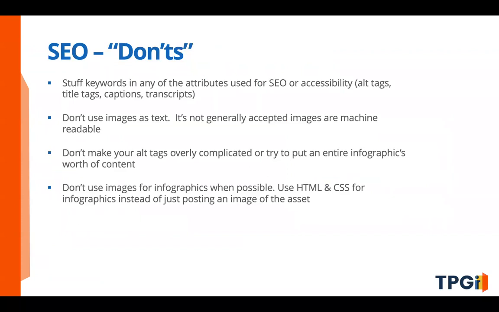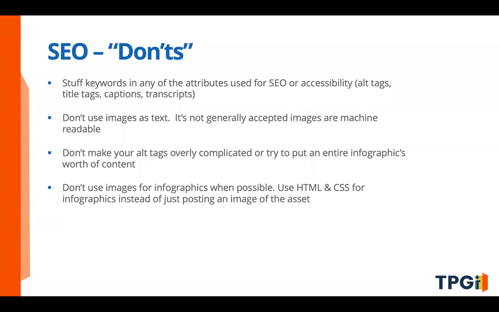Now, some SEO don'ts. Don't stuff keywords in any of the attributes used for SEO or accessibility, like alt tags, title tags, captions, and transcripts. Don't use images as text. It's not generally accepted that images are machine readable. So again, if you do want to create a word cloud that is not made up of HTML, but is a graphic, make sure you're providing an alt tag so that people can understand what that content is.